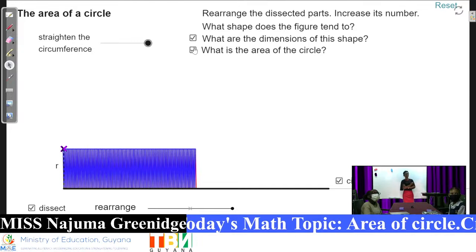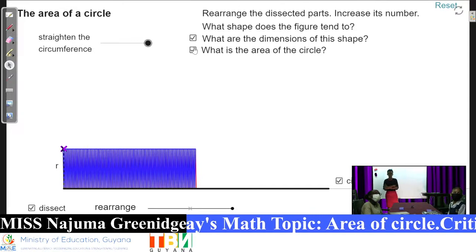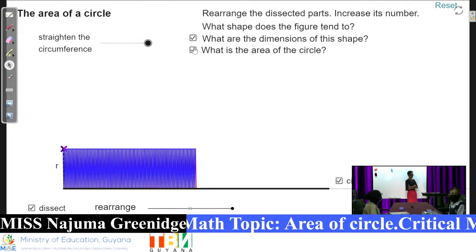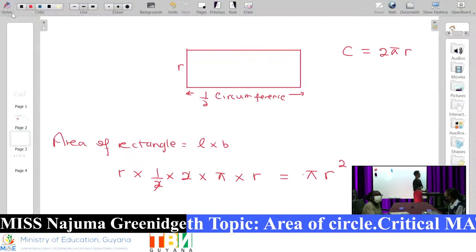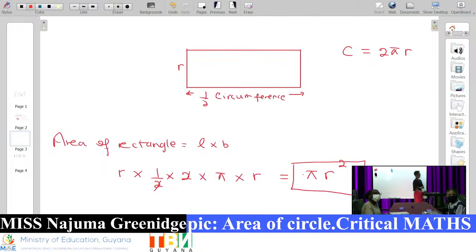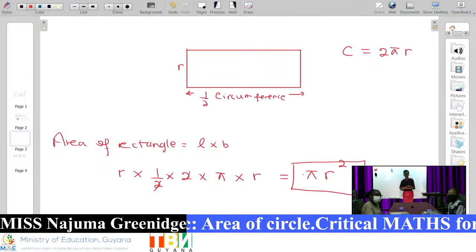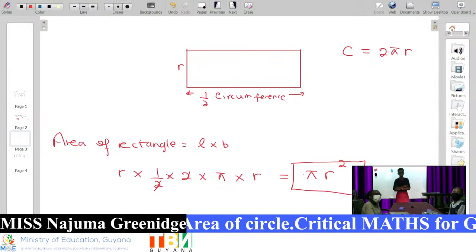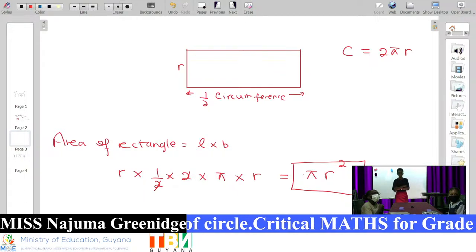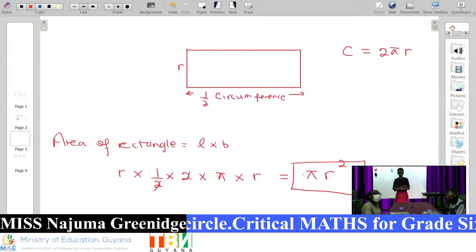So what is the total area of the circle? Based on what we calculated just now, the total area of the circle would be, say it, pi r square. So that's how we arrive at the area of the circle as being pi r square, right?